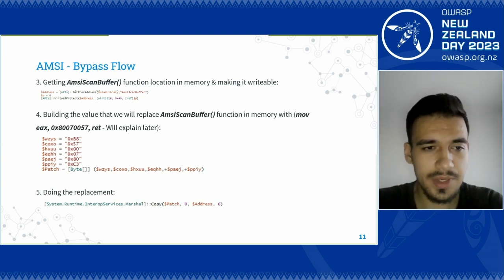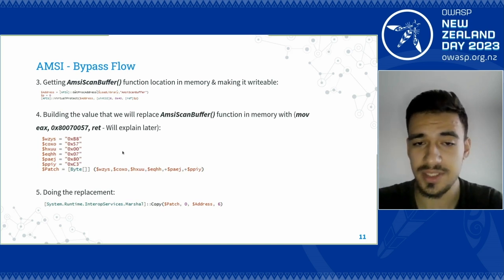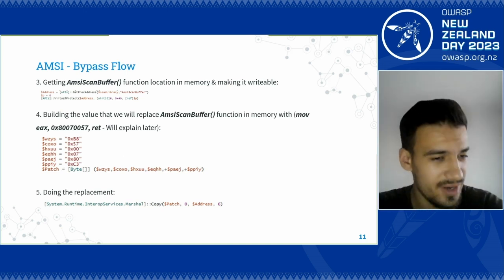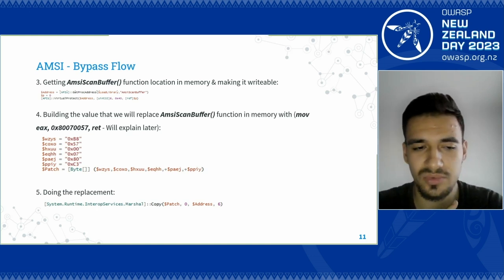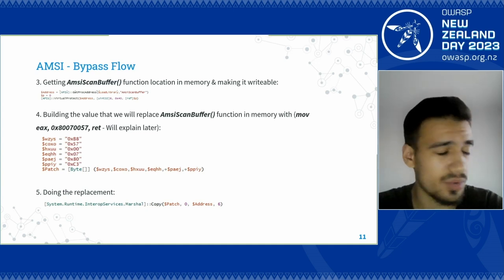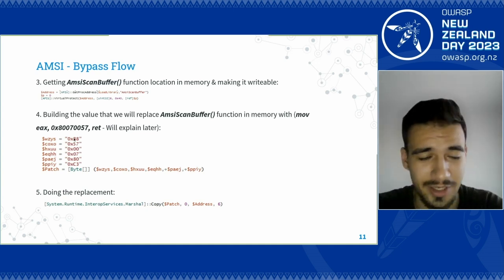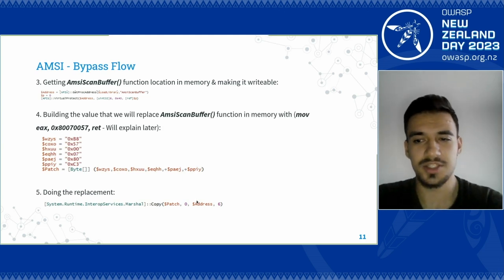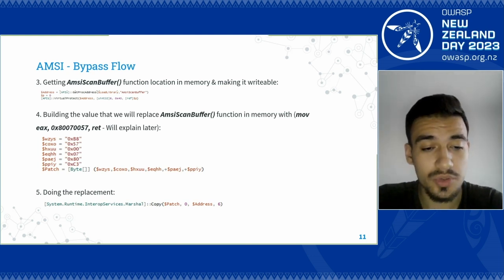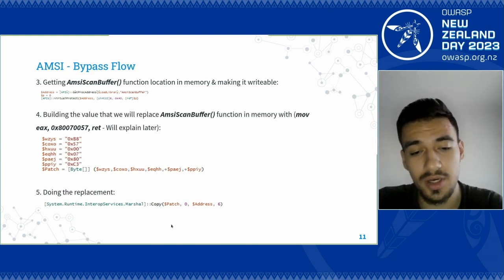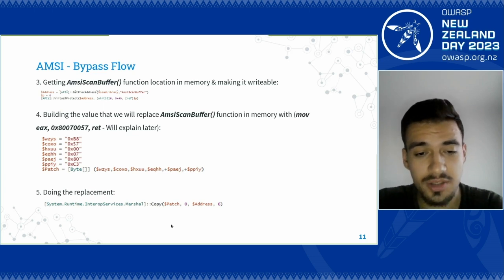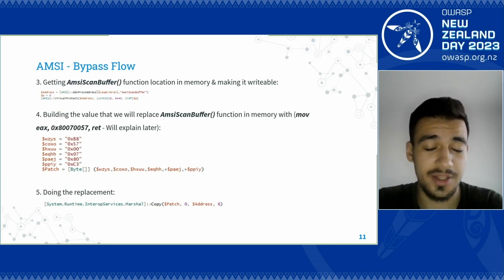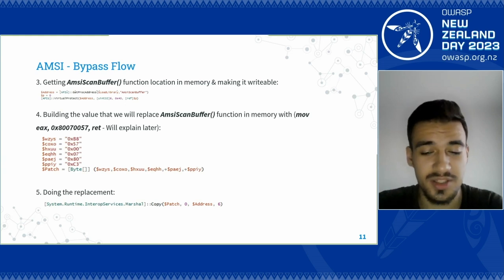And next we will build in memory directly the return value of the AmsiScanBuffer function. What is this value? We'll see during the next slide. It's pretty important, although you don't need to remember it like this. Basically, I'll show you where you can get this value from, this patching value. Then, using a Marshal Copy technique, we can do the replacement of the function with the return value that we have built at step 4.